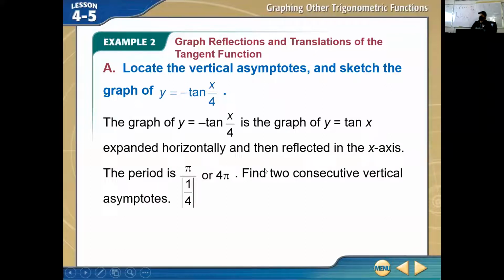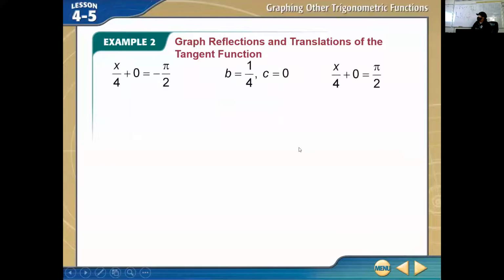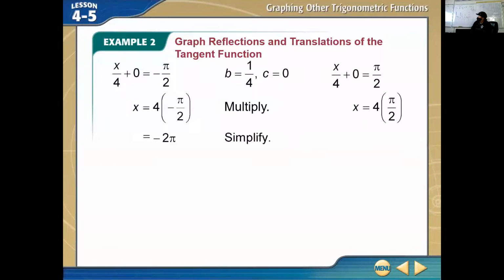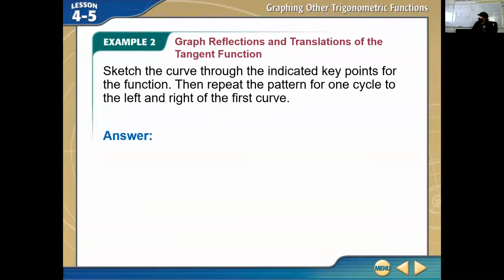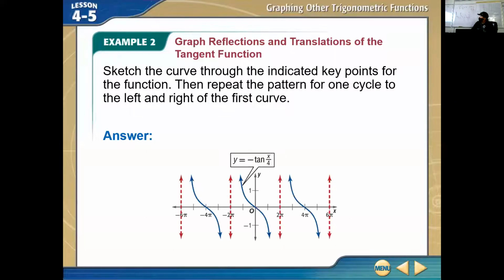I'm pretty good at this stuff. That's them finding their vertical asymptotes at negative 2 pi and pi. They found the period is 4 pi. And there we go.